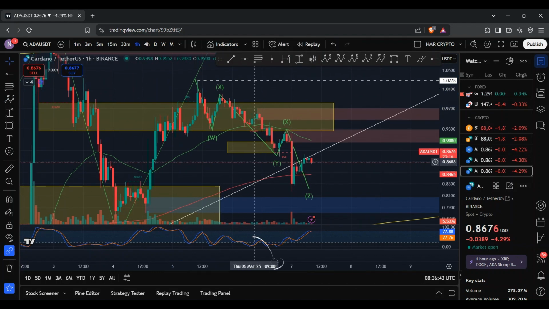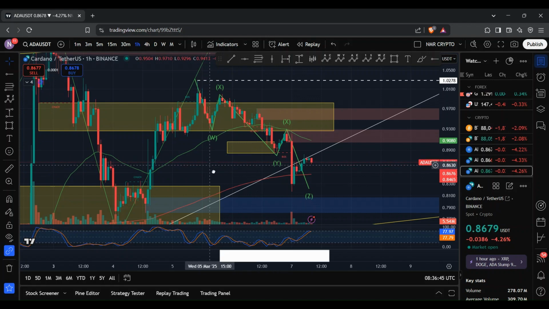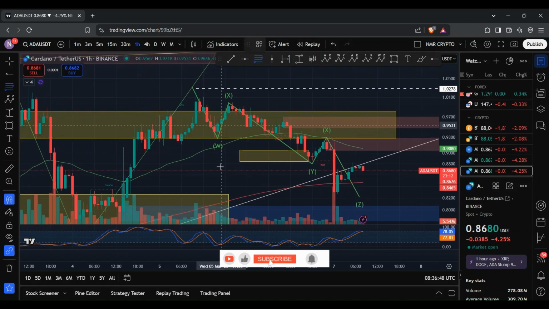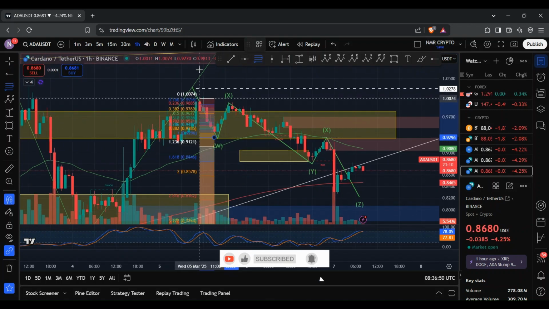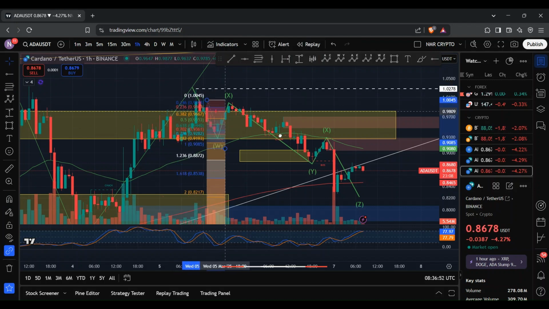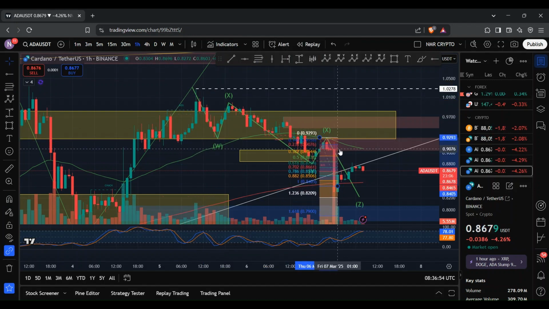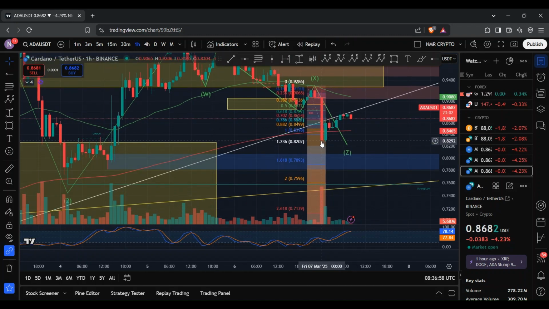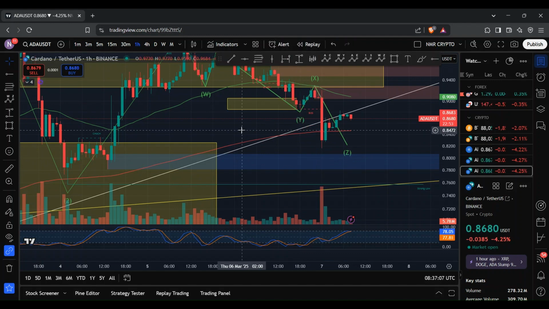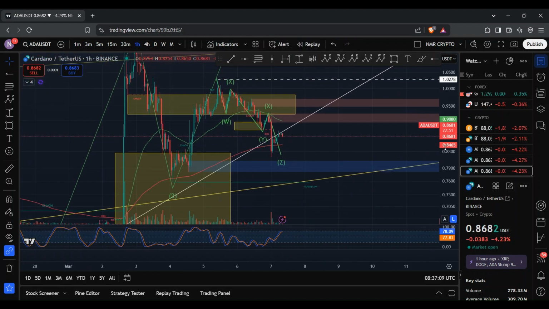structure form. And this Z wave here is typically a 1 to 1.236 retracement of our wave W. So if I move this to here. And so as you can see, the price of ADA nicely reached that 1.236 retracement level. So to me, that looks like the corrective move to the downside is now confirmed.